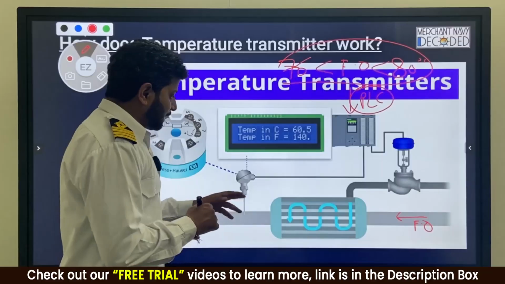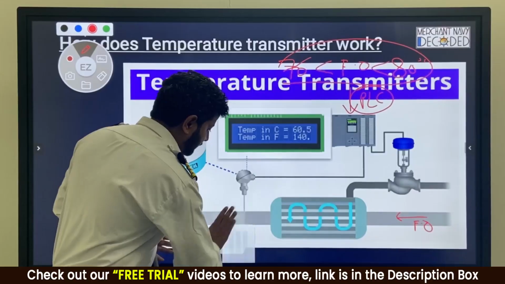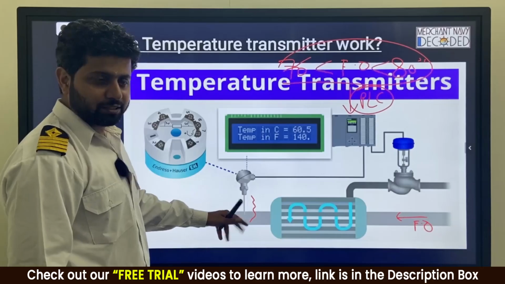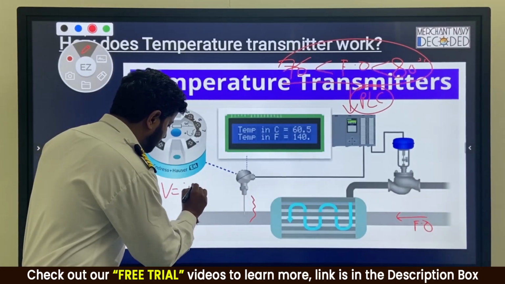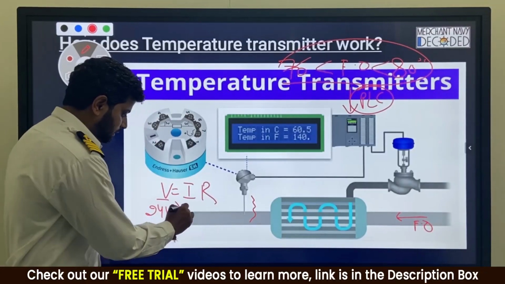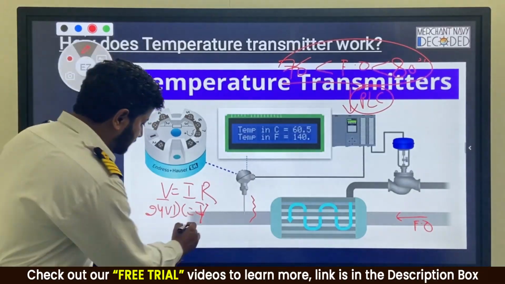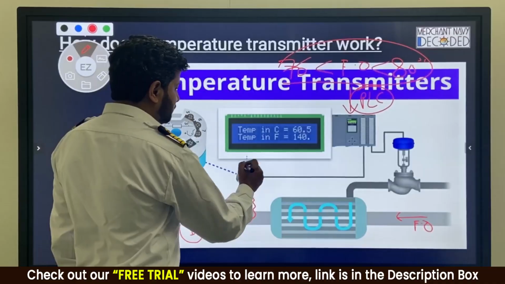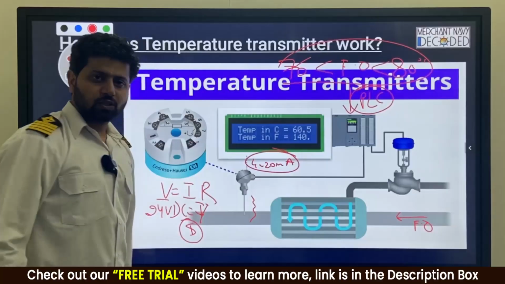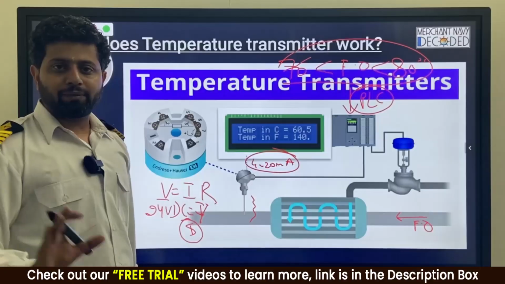So what happens? This temperature transmitter senses the temperature and it has a resistance inside, which I am going to show you later. Because of the temperature, this resistance changes. Now V is equal to IR. V will be constant, say a 24 volt DC supply. I will change because R will change because of temperature. This I is finally converted into a 4 to 20 milliamp signal. I'll discuss calibration and why 4 to 20 milliamps later, but its range is 4 to 20 milliamps.